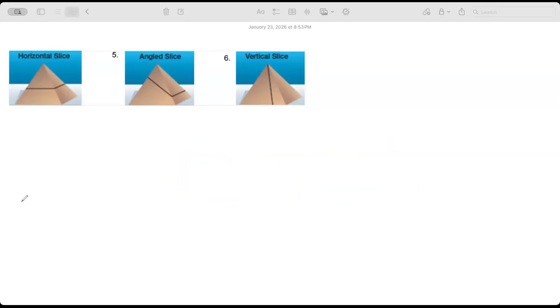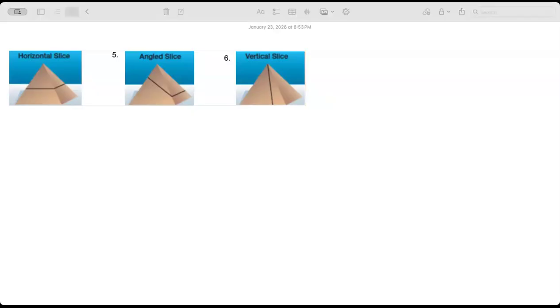Horizontal slice, angled slice. What shape does it give, guys? The horizontal slice is a square. Good. Since we cut it, I said it's a square prism. Okay, fine. If I had said rectangular pyramid, then you should say rectangle. Great. Then the angled would be a rectangle. That's a little tricky.